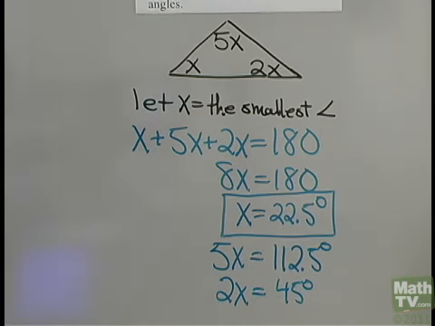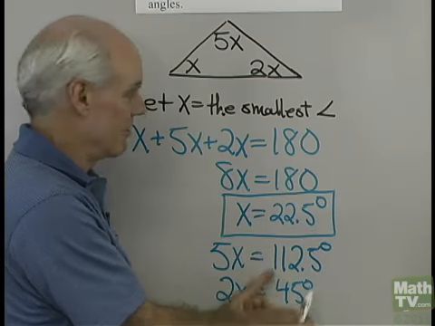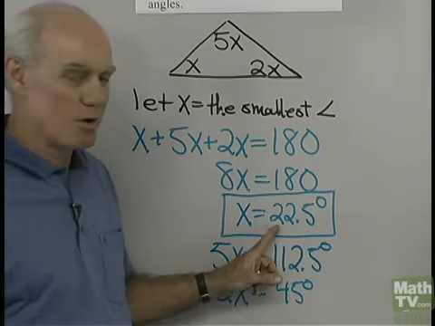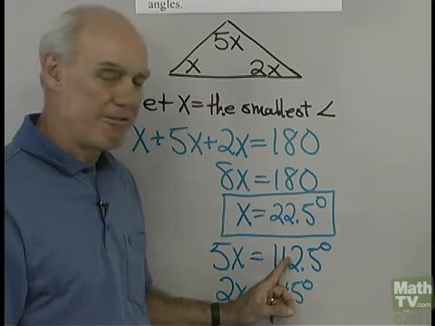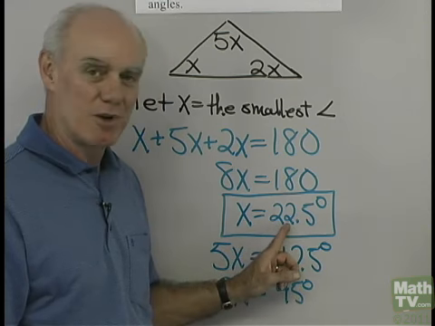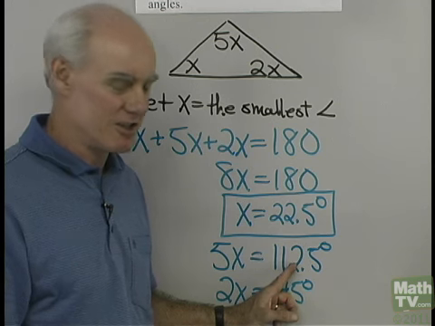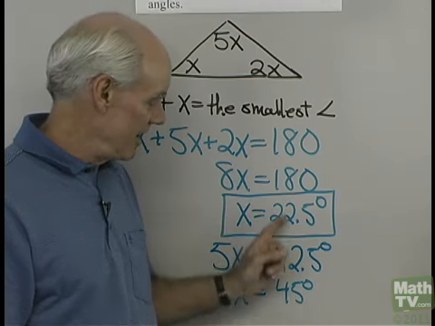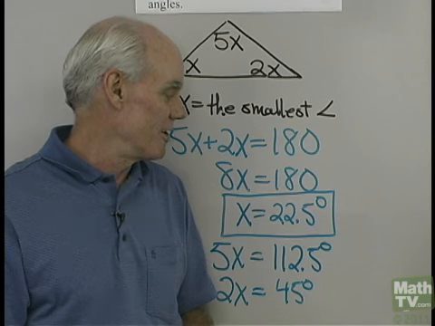So let's check and see, is that right? If I add 22.5, 112.5, and 45 degrees, what I end up with is 180 degrees. So here are my three angles: 22.5, 112.5, and 45. And 1/5 of 112.5 is 22.5, so the smallest angle is 1/5 as large as the largest angle, and twice the smallest angle is the third angle, and they add up to 180 degrees. That satisfies all the requirements of what I was given in this problem.